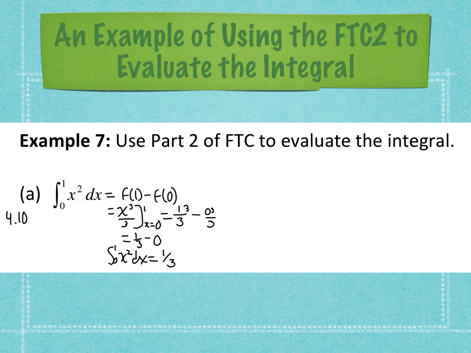If we remember our rule, x to the n plus 1 power over n plus 1, that's how we got that. And then we'll evaluate it from x equals 0 to 1. We simply plug in the endpoints and we get 1 to the third over 3 minus 0 to the third over 3, which simplifies to 1/3 minus 0. Therefore, the integral from 0 to 1 of x squared dx equals 1/3.